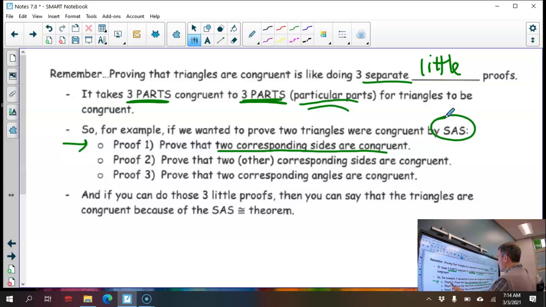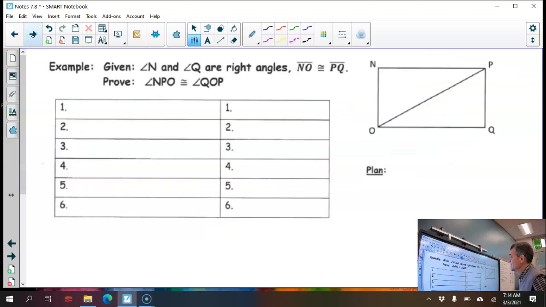My little tiny proof number 1 would be to prove that 2 corresponding sides are congruent. My little tiny proof number 2 would be to prove that 2 other corresponding sides are congruent. And my tiny proof number 3 would be to prove that 2 corresponding angles are congruent. And if I do that, then with those 3 little proofs, I can say that the triangles are congruent by side, angle, side. All right, I'm going to do a proof like this.